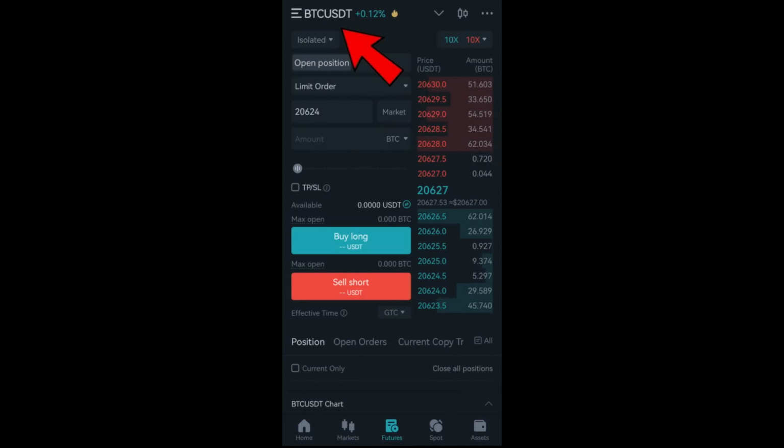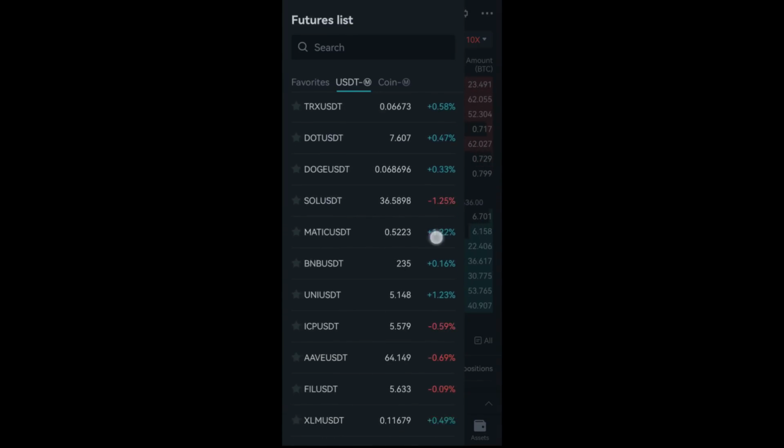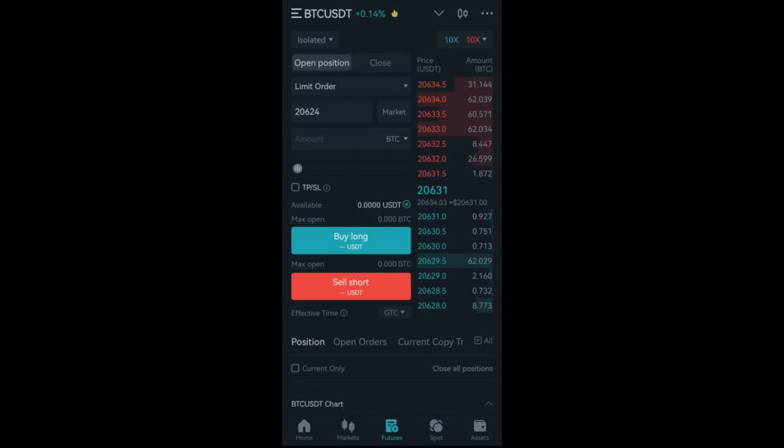At the top you can see that I've selected the BTC USDT pair. If you want to trade Ethereum or any other cryptocurrency, simply click on this and select whichever crypto you want. Usually I trade with Bitcoin or Ethereum, so you can select the same or go with whichever you want.